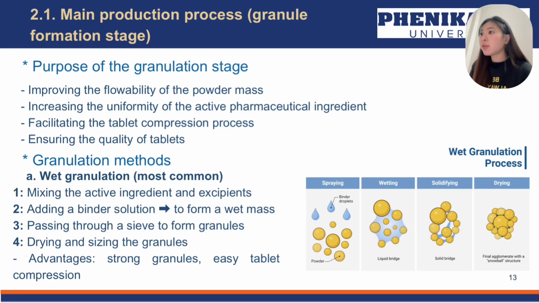Next, let's move on to granulation methods. Part A is wet granulation, the most common. 1. Mixing the active ingredient and excipients. 2. Adding a binder solution to form a wet mass. 3. Passing through a sieve to form granules. And 4. Drying and sizing the granules. Advantages: strong granules and easy tablet compression.